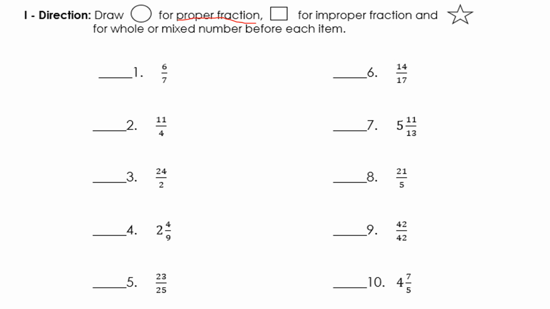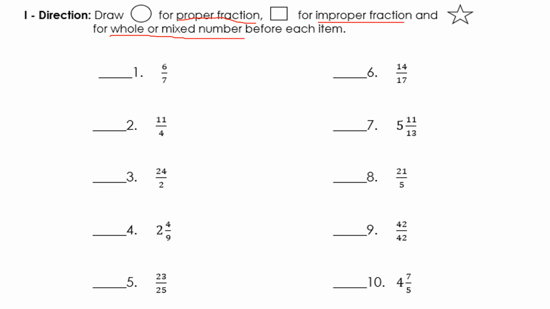Proper fractions are fractions where the numerator is less than the denominator. An improper fraction is a fraction whose numerator is greater than the denominator. And a mixed number has a whole number and a fraction. So that's why we call it mixed, no?